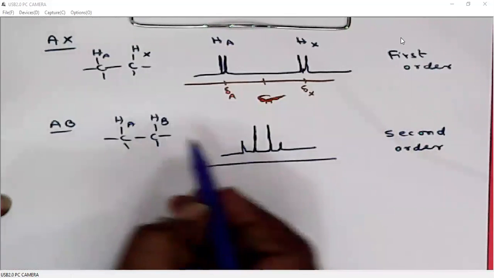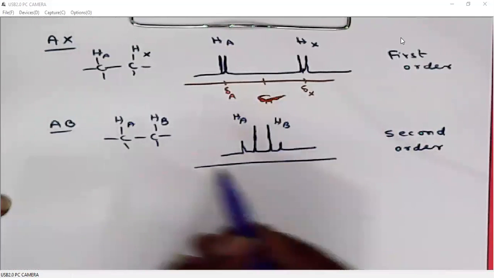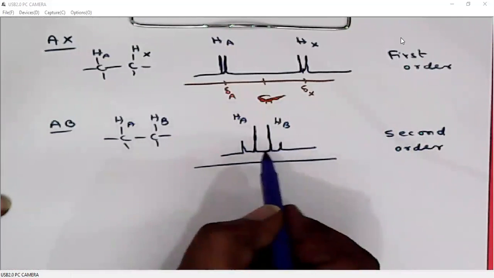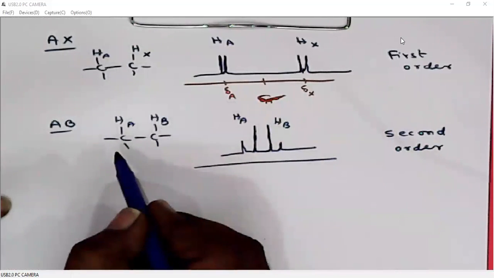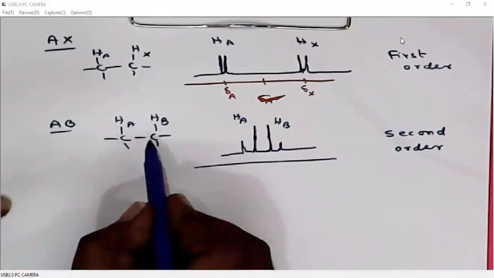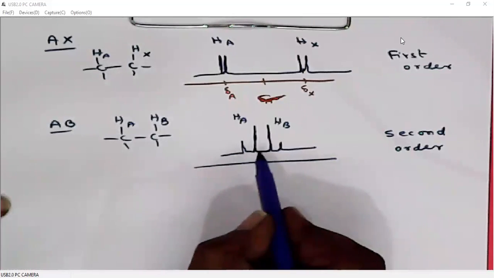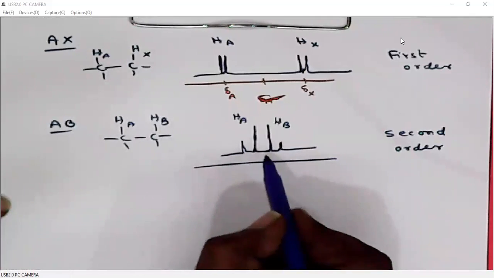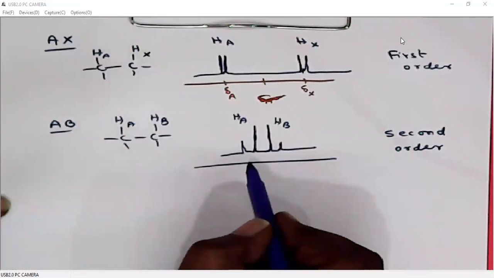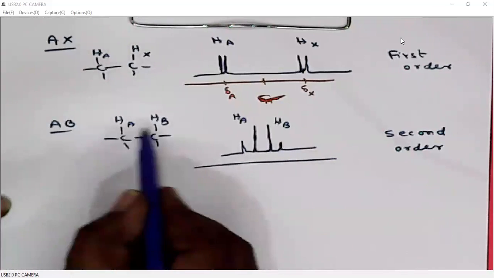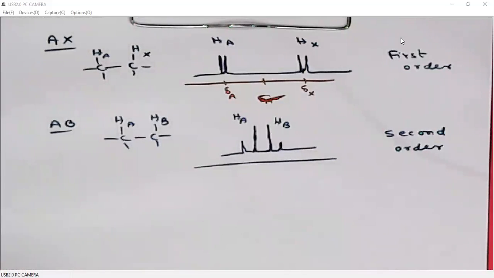Similarly, B also, this is for HA, this is for HB. Similarly, B also should give a doublet, but we don't see a clear doublet, right? These two signals, because they have a very small delta difference, are mixing with each other and giving a complex multiplet. Generally, we may confuse that it may be a quartet, right? But it is not a quartet. It is a doublet of A protons and a doublet of B protons, which are mixing with each other.